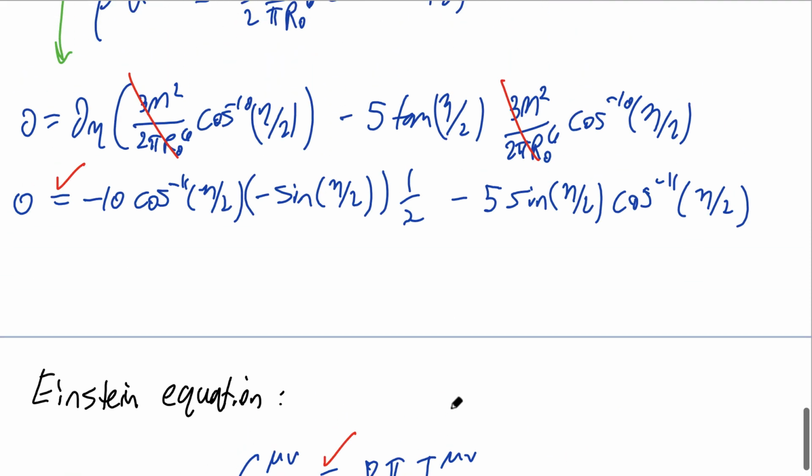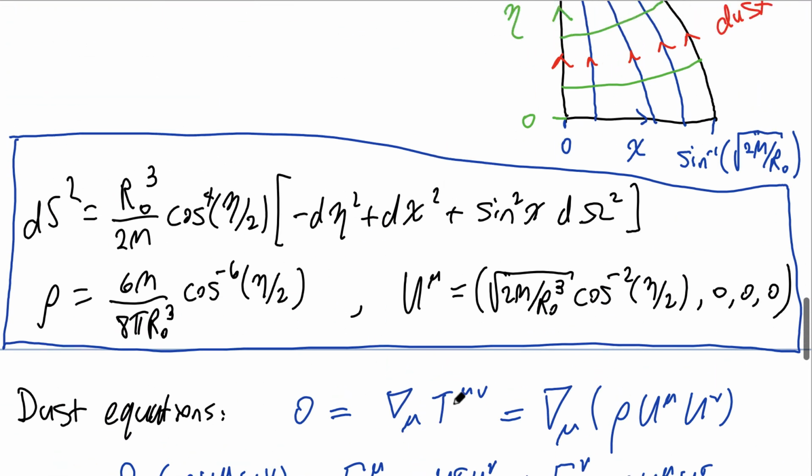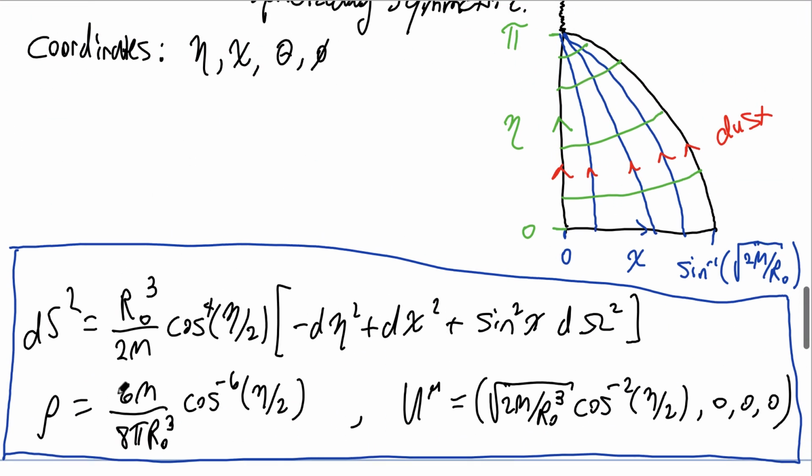So we've now verified that this metric, density, and 4-velocity is a solution of the matter and Einstein equations of motion. And this solution describes a collapsing ball of dust. And by the way, this is referred to as the Oppenheimer-Snyder dust solution.